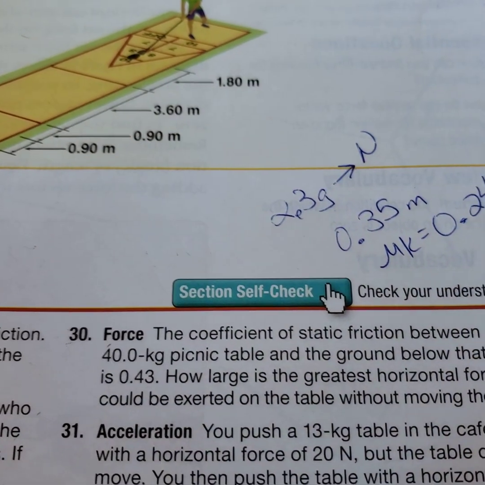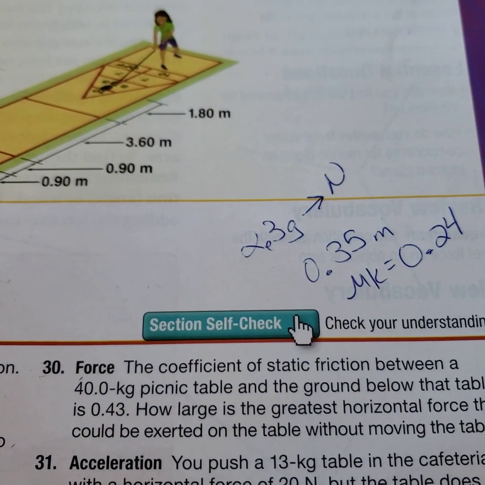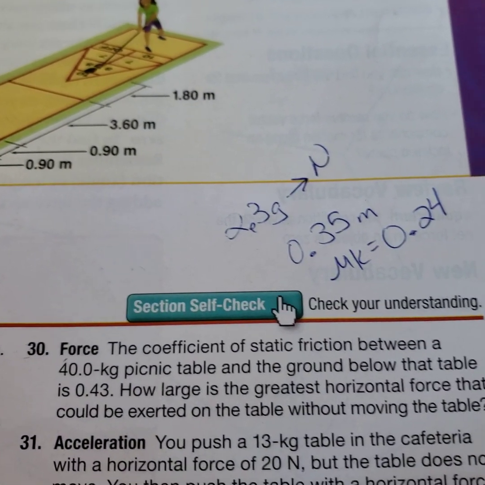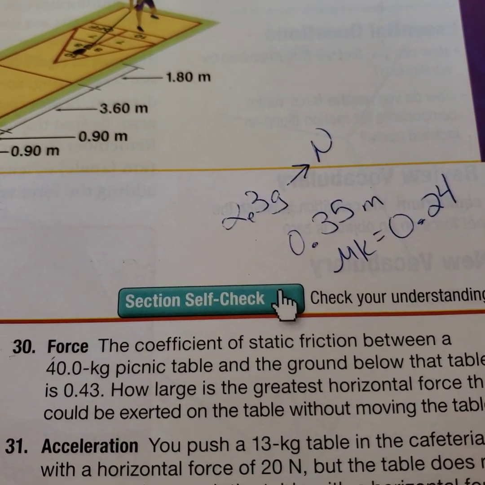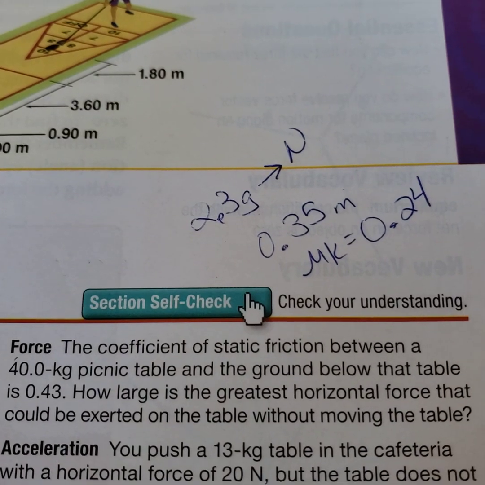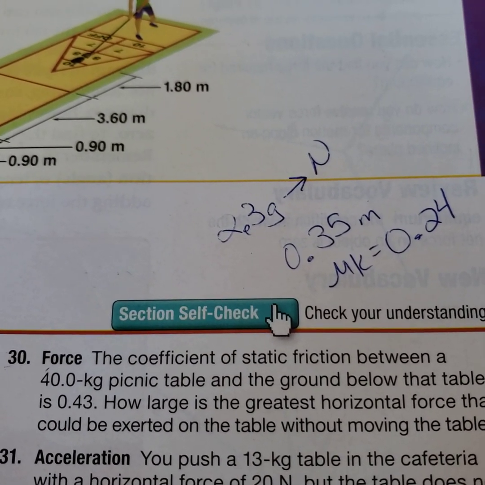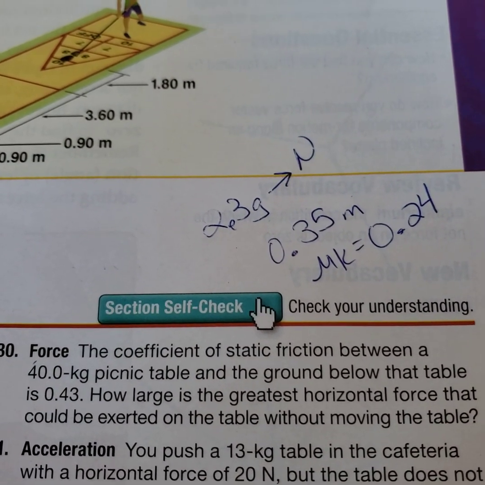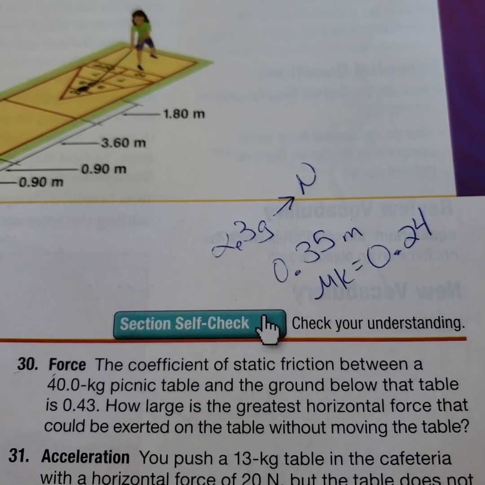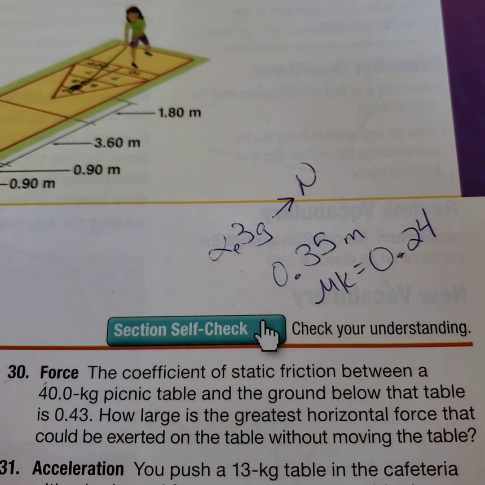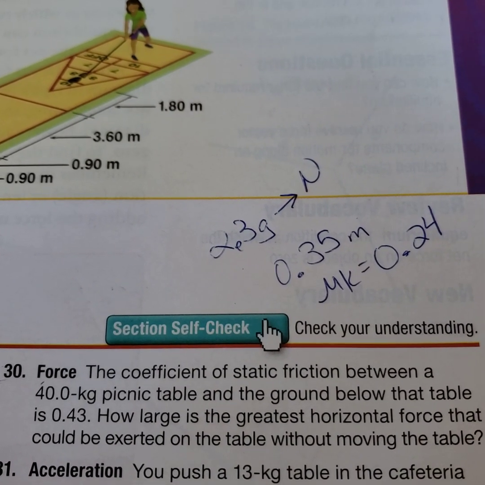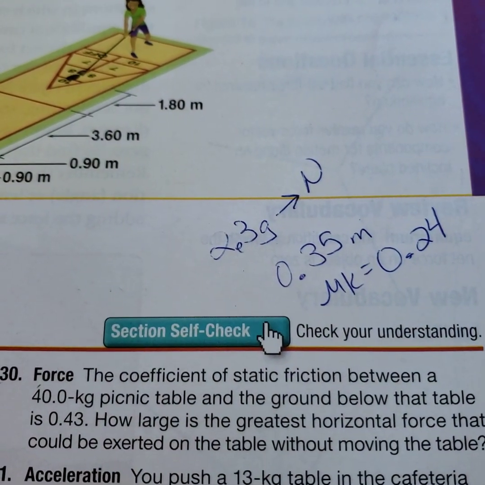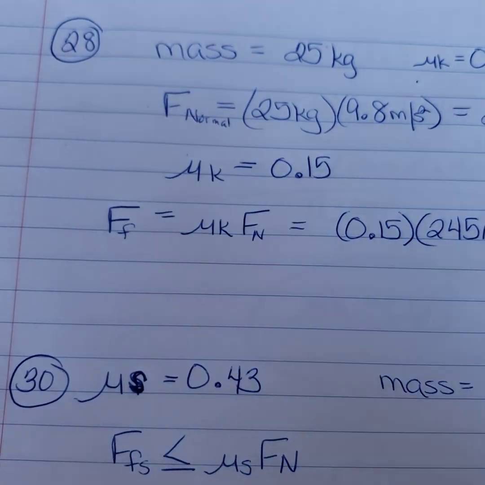The coefficient of static friction between a 40 kilogram picnic table and the ground below that table is 0.43. How large is the greatest horizontal force that can be exerted on the table without moving the table? So first of all, if we're not in motion, we are solving for the force of static friction. Okay, so let's see how we're going to do that.